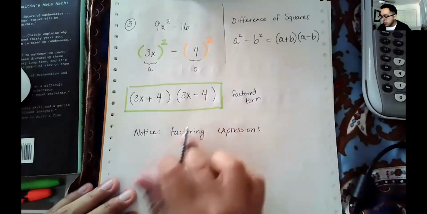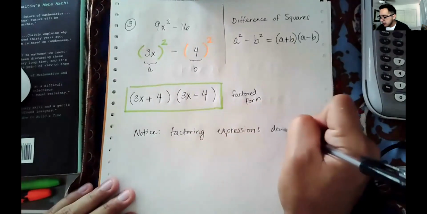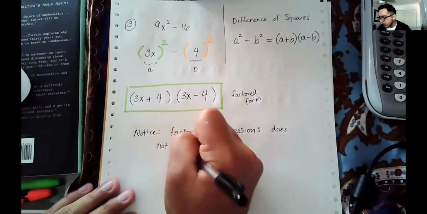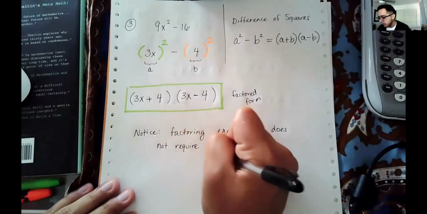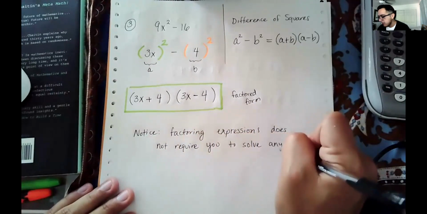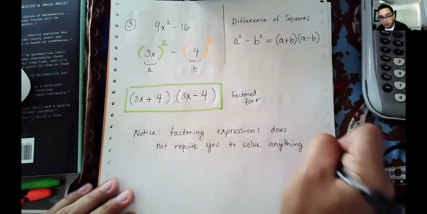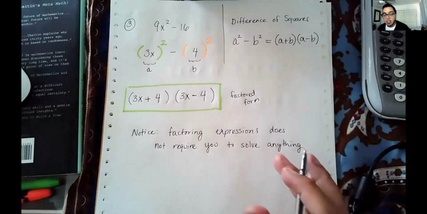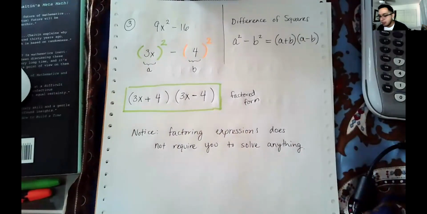So factoring expressions does not require you to solve anything. That is, we're not going to set anything equal to 0. We're not going to solve for x. We're not going to have something like x equals some number, right?